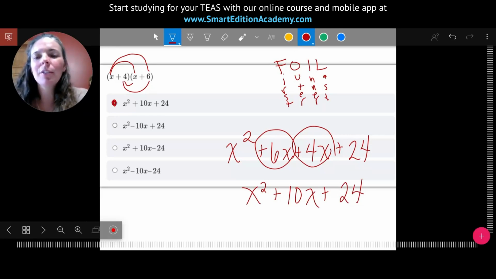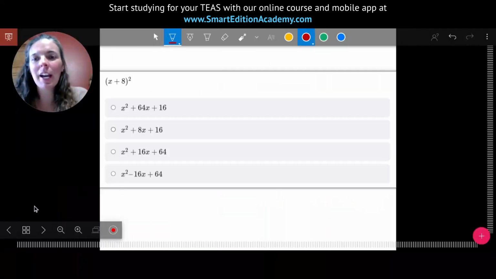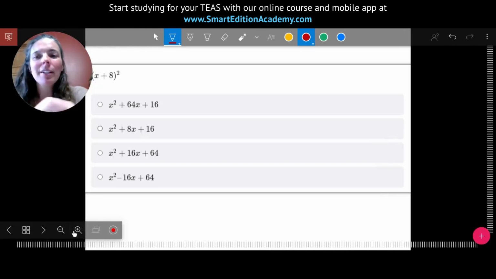Again, notice how all of the answer options look pretty similar. You just want to choose the one that matches up with what you have. In this case, they're all positive. Okay, so similarly to that, you may see some that have an exponent attached to it.